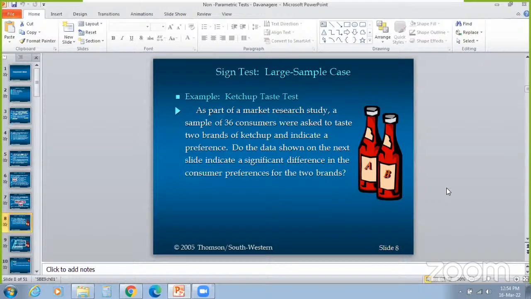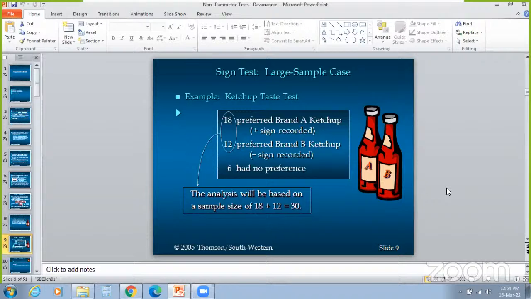It is related to marketing research again. A sample of 36 customers were asked to taste 2 brands of ketchup and indicate their preference, that is, brand A and brand B. Do the data shown on the next slide indicate a significant difference in the preference of the consumers between the 2 brands? We need to answer this. Here 18 customers prefer brand A ketchup, and we have recorded them with a plus sign, whereas 12 customers preferred brand B, and we have recorded their preference with a negative sign.